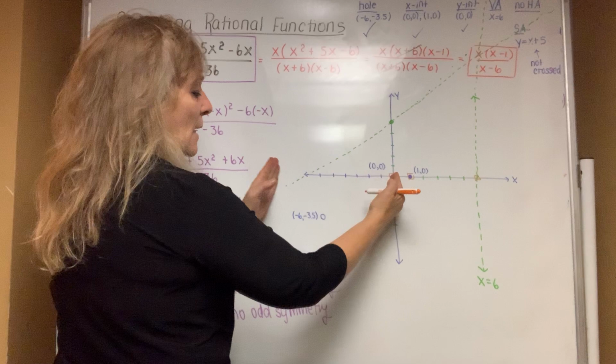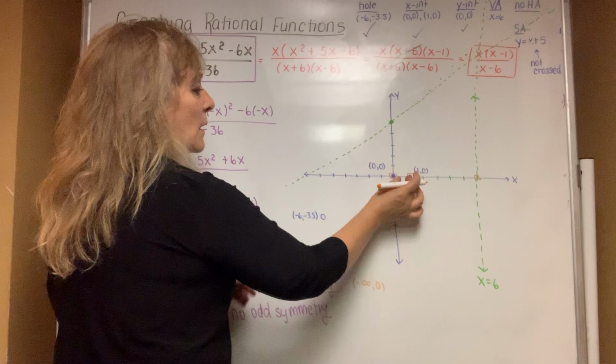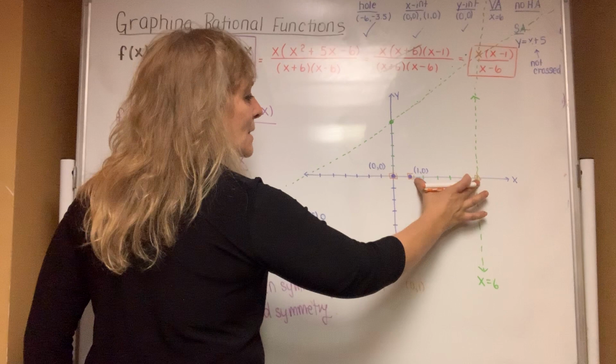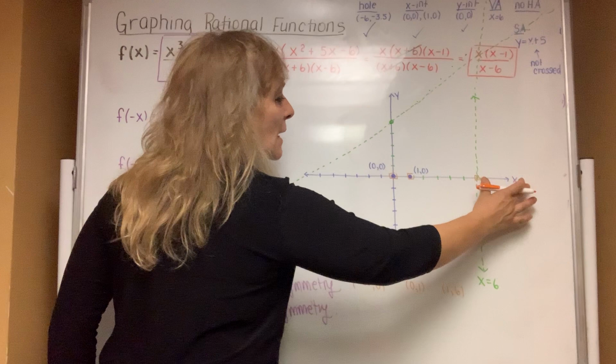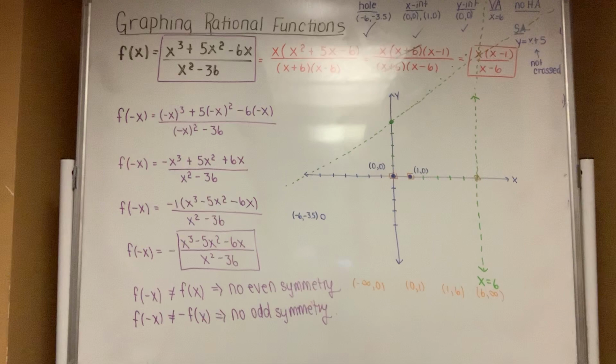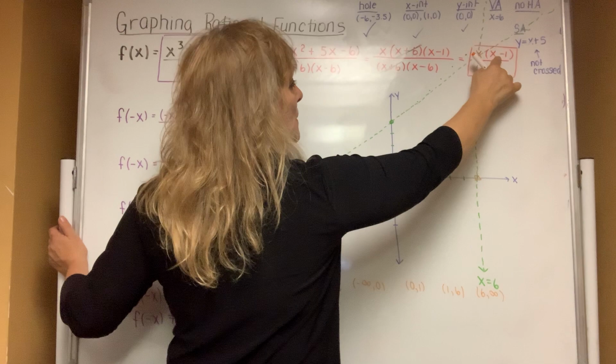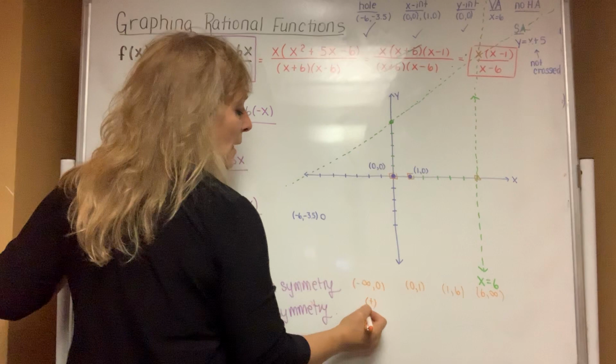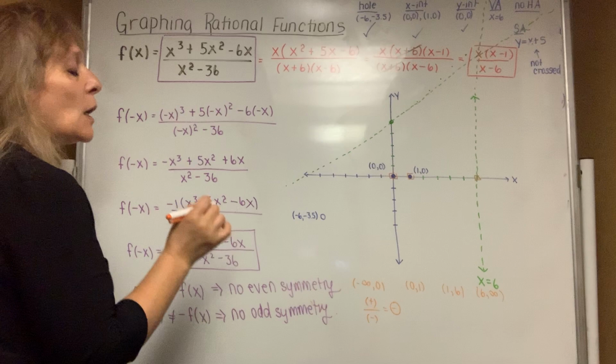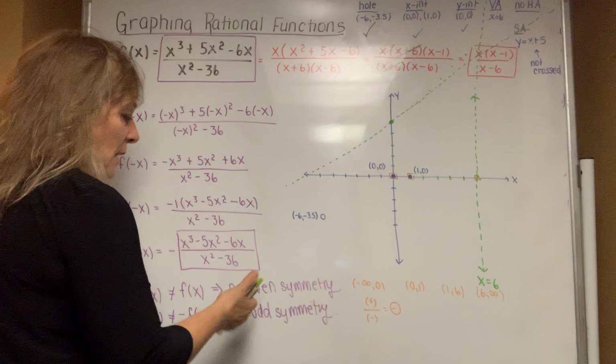So you want a section on the x-axis that goes from negative infinity to 0. That's this section. Then you want a section in between from 0 to 1. But then you want a section here that goes from 1 to 6. And then finally a section that goes from 6 to infinity. So you have to test 4 different sections. The first section, I'm going to pick a negative 1. And when I do that, I look at the reduced version. A negative 1 times a negative 2 is a positive. And a negative 1 minus 6 is a negative. And when you divide, you get a negative answer, which just means you are below the x-axis. So I'm going to just extend this a little further out before I graph.